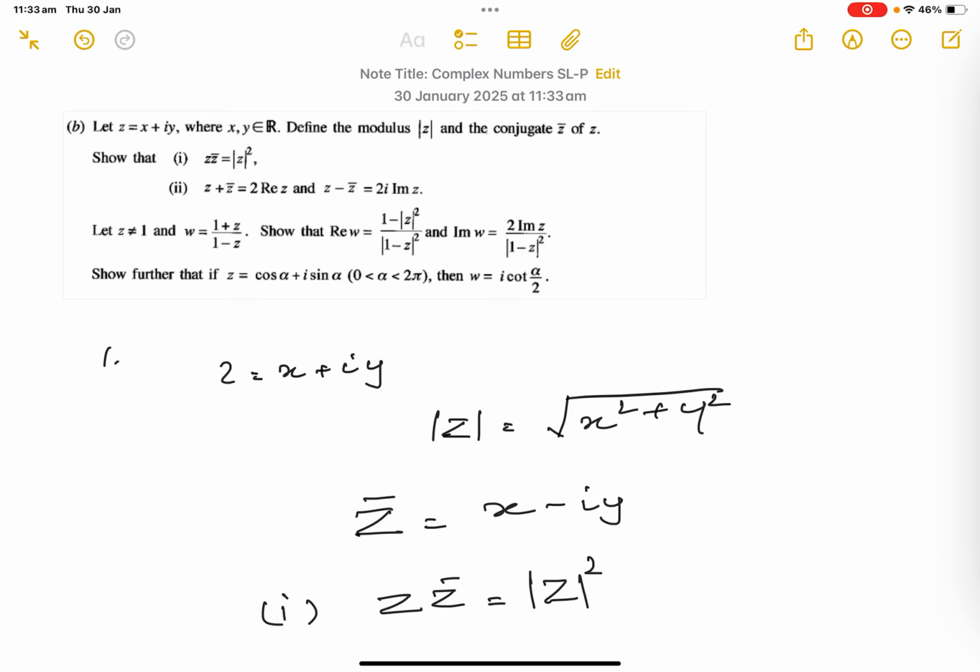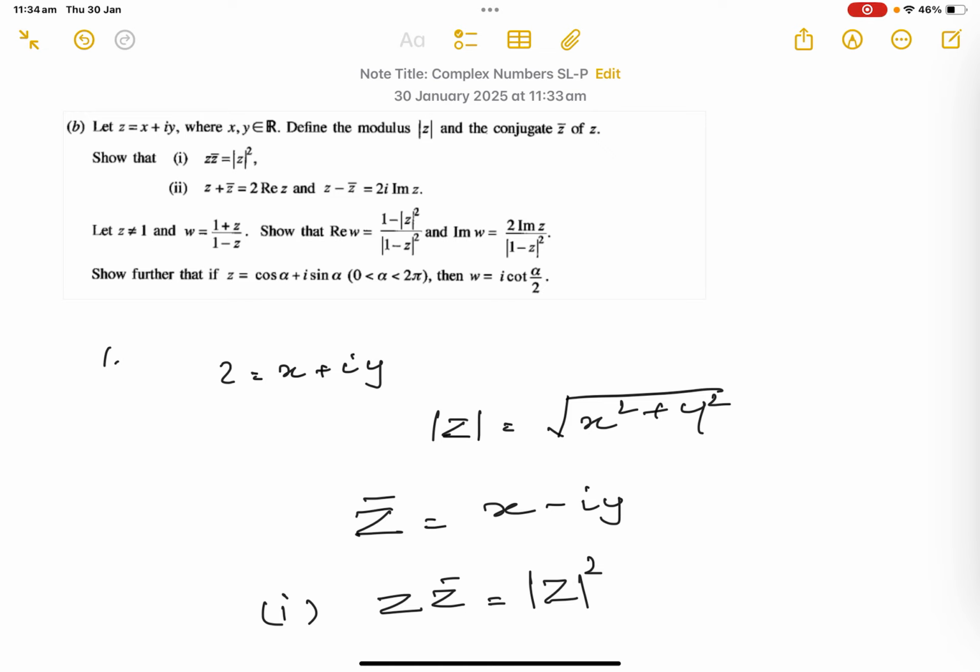Past question on complex algebra. Let z equal x plus iy, where x, y are elements of the real numbers. Define the modulus of z and the conjugate, z bar, called the notation, conjugate of z. Then show that the first part, z times its conjugate equals the modulus of z squared.